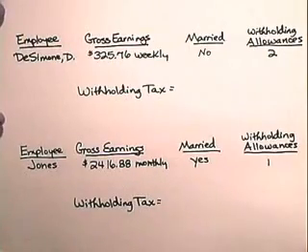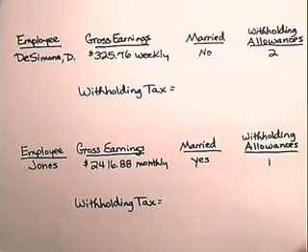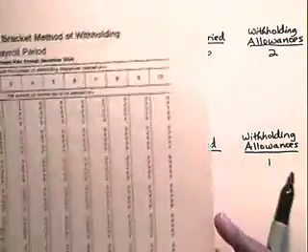Our first employee is D. Simone. His gross earnings are $325.76 weekly. He is not married and he claims 2 withholding allowances. To find his withholding tax, we use the wage bracket method.